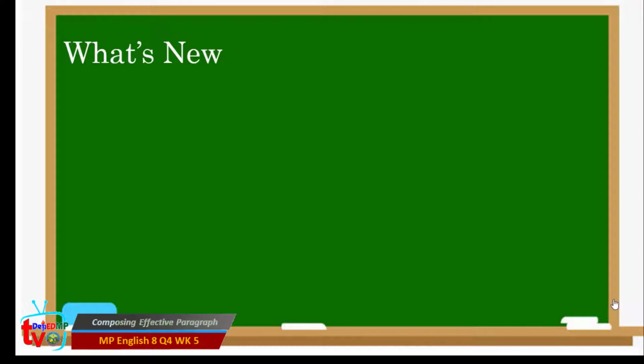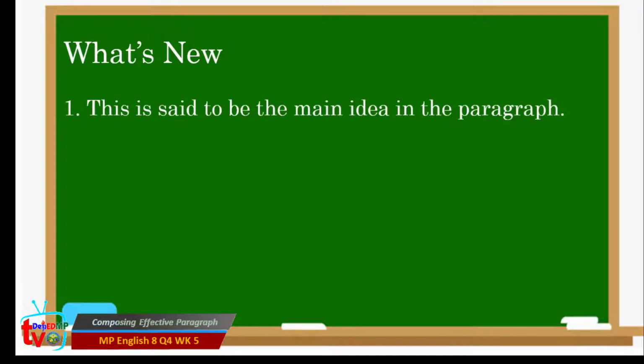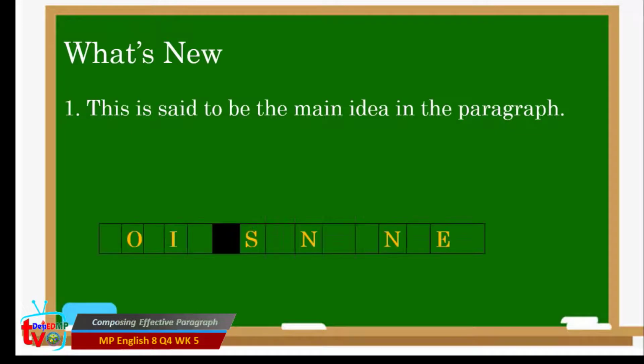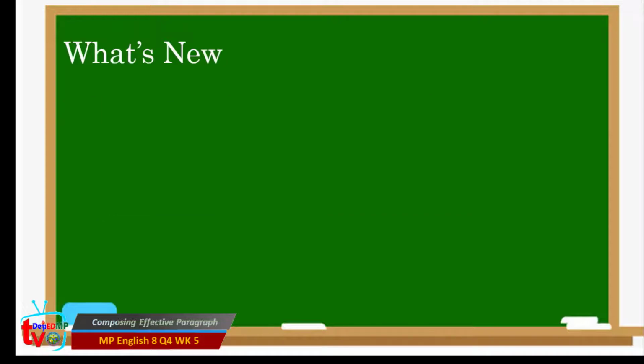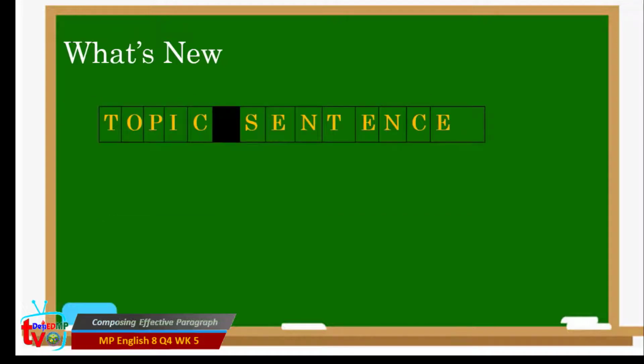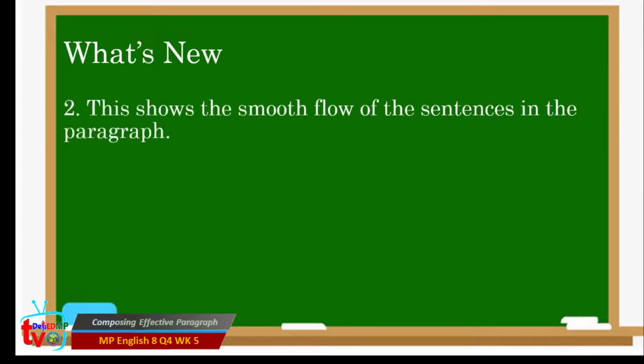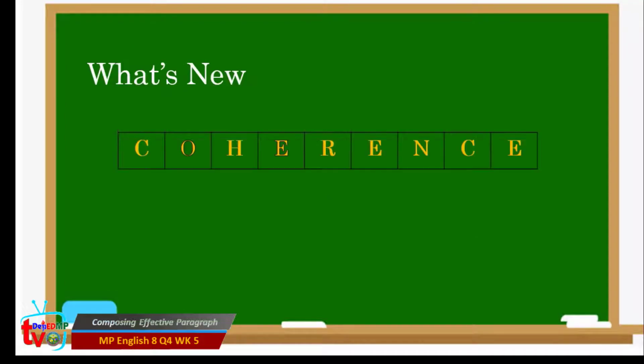What's new? Instruction. You are given 5 seconds to answer each number. Afterwards, let us check your answer after each number. Number 1. This is said to be the main idea in the paragraph. The correct answer is topic sentence. Number 2. This shows the smooth flow of the sentences in the paragraph. The correct answer is coherence.